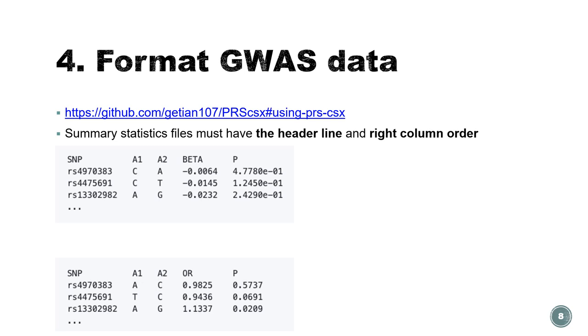If you use your own data, the first thing to do is format your summary statistics file. The information is available in the Using PRS-CSx section. I want to highlight that the formatted input must contain a header line and have the right column order and the variable names.